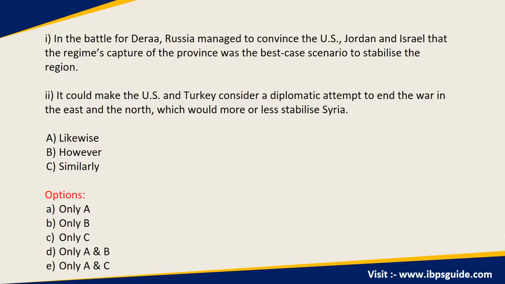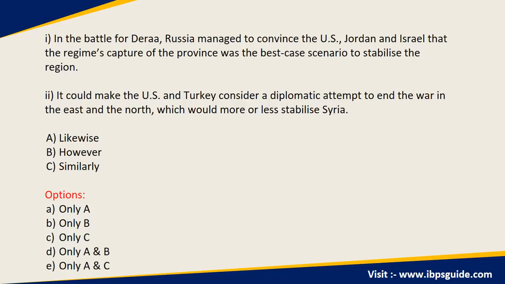First question. In the battle for Deraa, Russia managed to convince the US, Jordan, and Israel that the regime's capture of the province was the best case scenario to stabilize the region. Second sentence, it could make the US and Turkey consider a diplomatic attempt to end the war in the east and the north, which would more or less stabilize Syria. Okay, so when you read both of these sentences, you can see that the key word is stabilize.